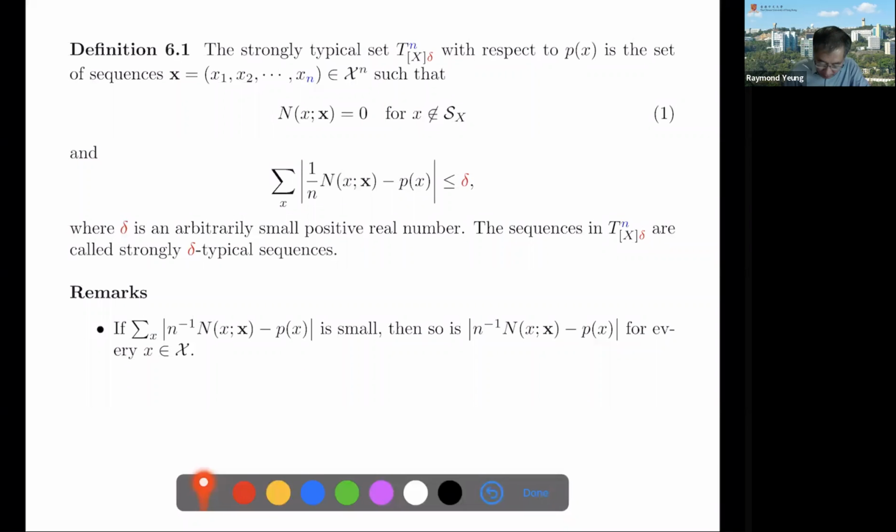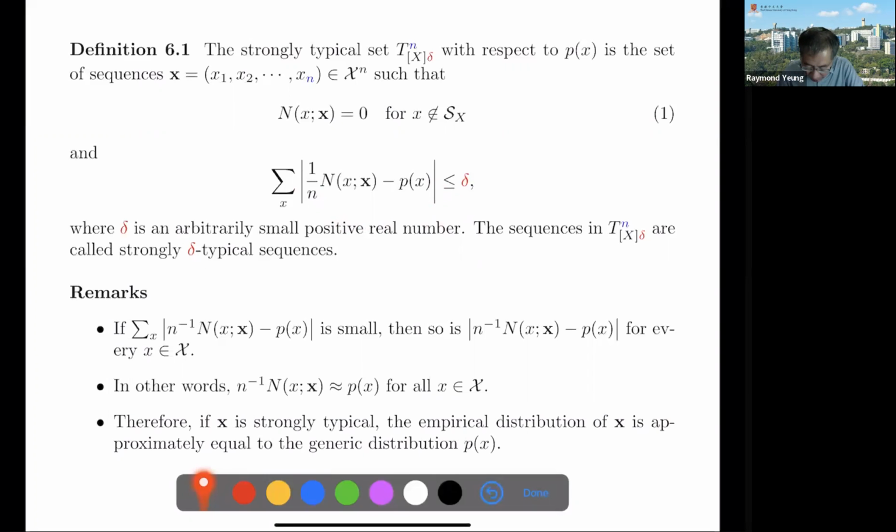In other words, if the sequence is delta typical, then the relative frequency for each symbol is approximately the same as the true probability of that symbol, for all x. This is the case only when we're talking about finite alphabets. When the alphabet is countably infinite, it may not be the case, because each one of these terms in the summation may be small, but they may sum up to infinity. This can happen.